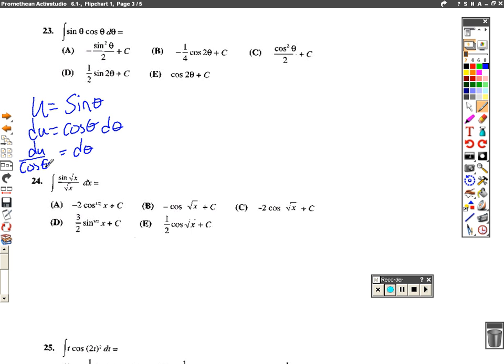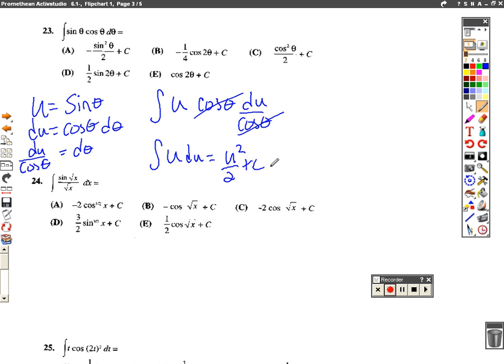All right, so let me go ahead and plug this all in. I've got the integral of u times cosine of theta times du over cosine of theta. And look at that, they cancel out, which is nice. So now I'm looking at the integral of u du, and the integral of u is u squared over 2 plus c. Which if I go back and plug in from the very beginning, is sine squared of theta over 2 plus c.